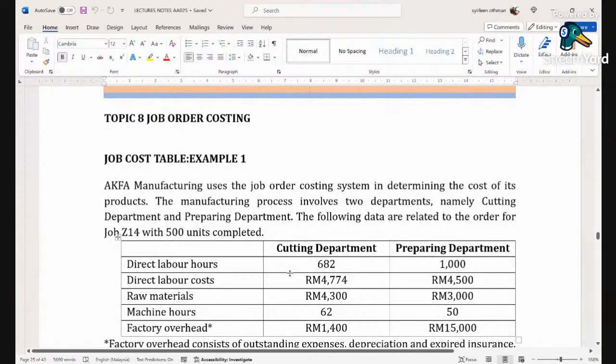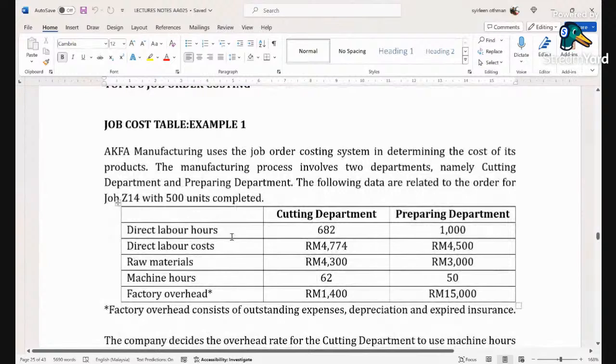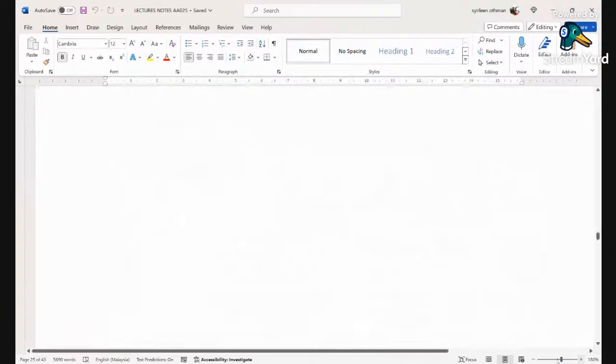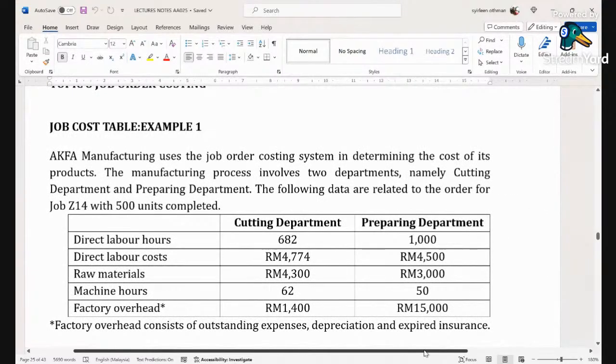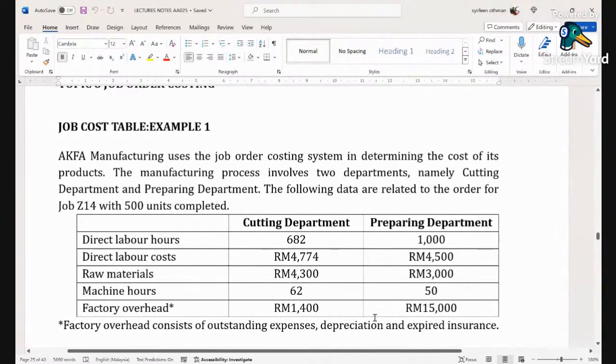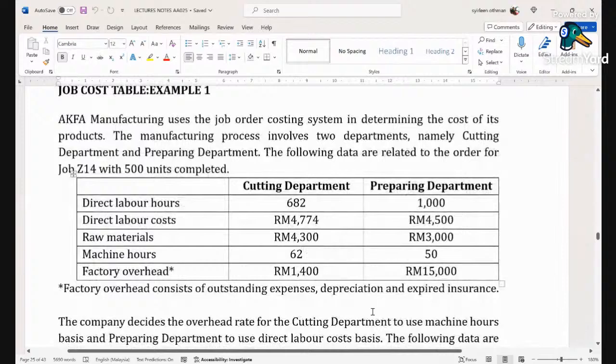So kita try buat untuk example 1. Okay, Aqua Manufacturing uses the job costing system in determining the cost of its product. Okay, saya enlarge sikit. Okay, the manufacturing process involves 2 departments, namely cutting department and preparing department. The following data are related to the orders of job Z14 with 500 units completed.